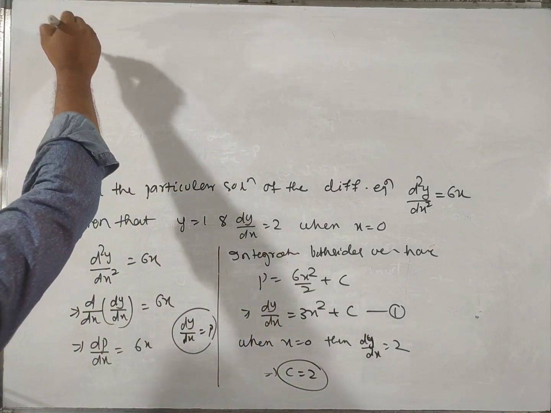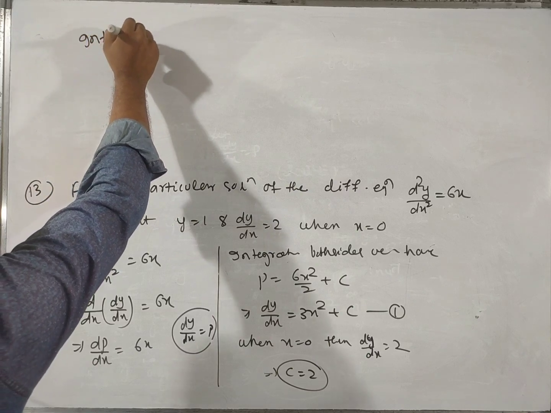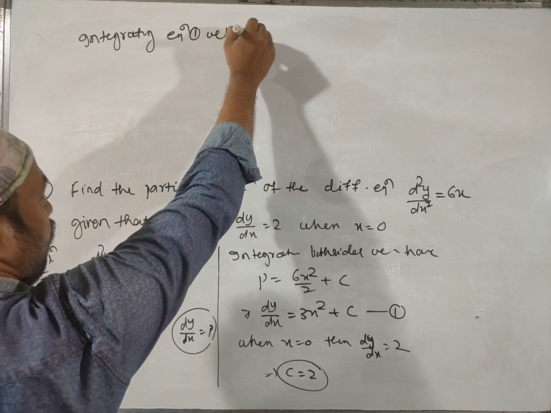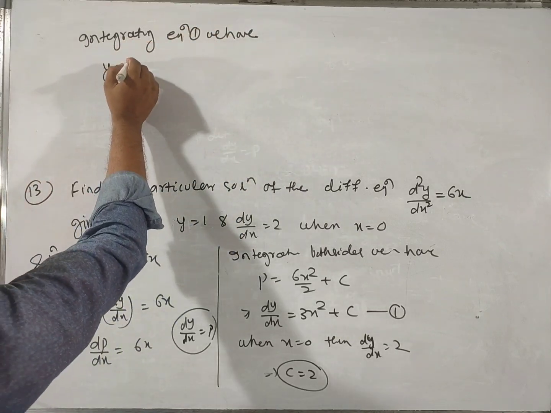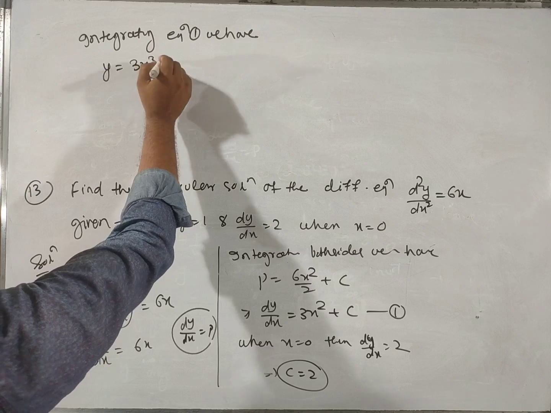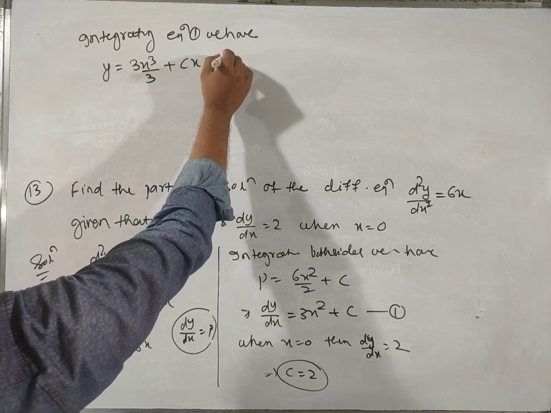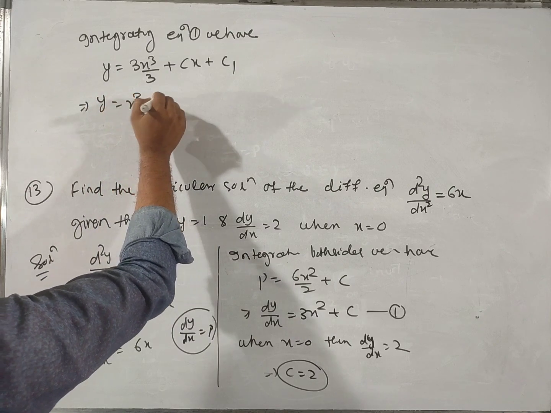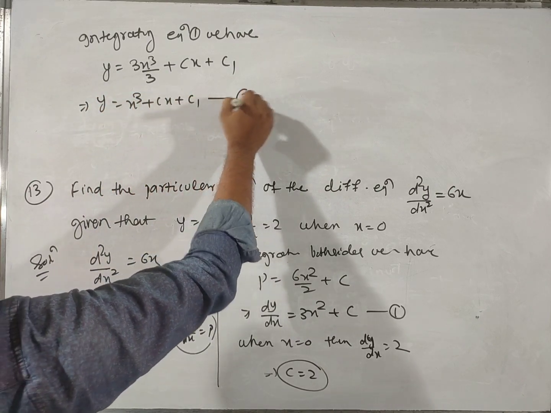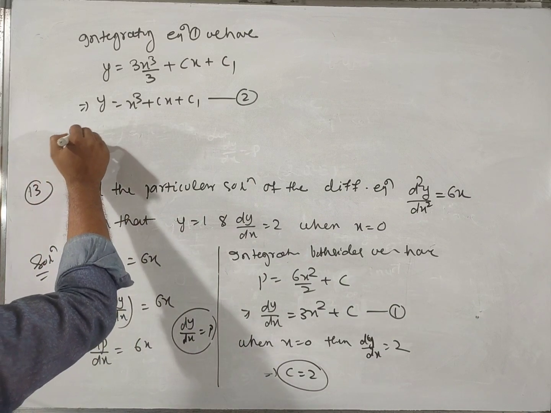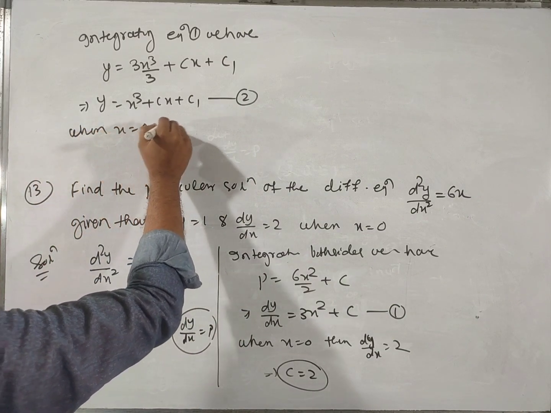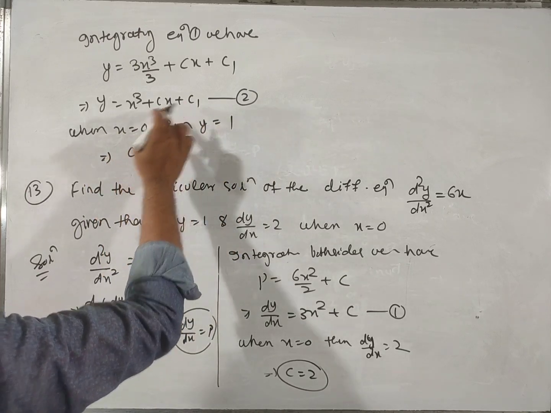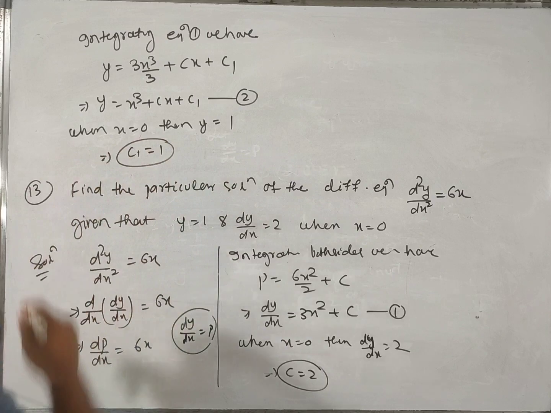Then again integrating equation 1, we have y = 3x³/3 + cx + any constant c1. Then it will be y = x³ + cx + c1. It is equation number 2. When x = 0 then y = 1. That means by putting these values here, c1 is equal to 1.